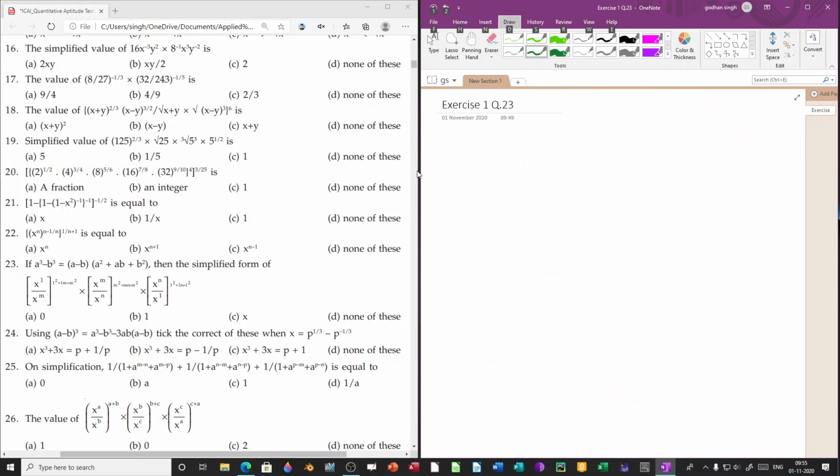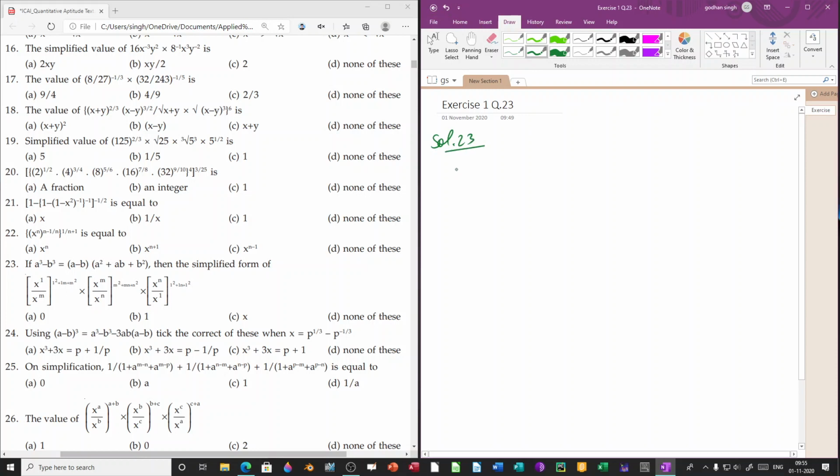Question number 23. If a cube minus b cube equals a minus b into a square plus ab plus b square, then simplify (x raised to l over x raised to m) whole raised to the power of l square plus lm plus m square, into (x raised to m over x raised to n) whole to the power of m square plus mn plus n square, into (x raised to n over x raised to l) whole raised to the power of l square plus ln plus l square. So solving question number 23 now.